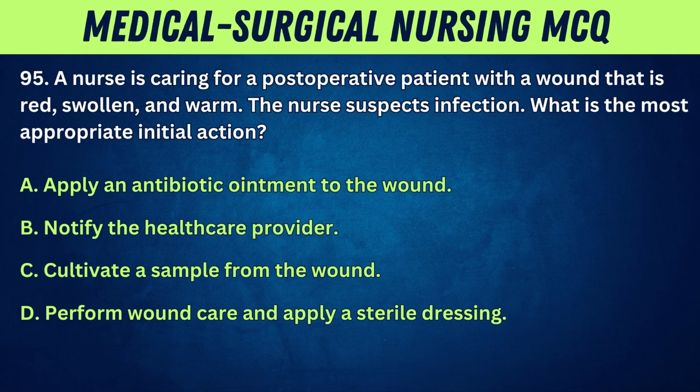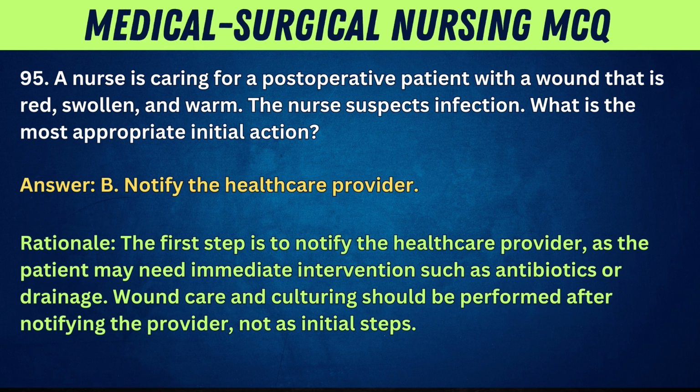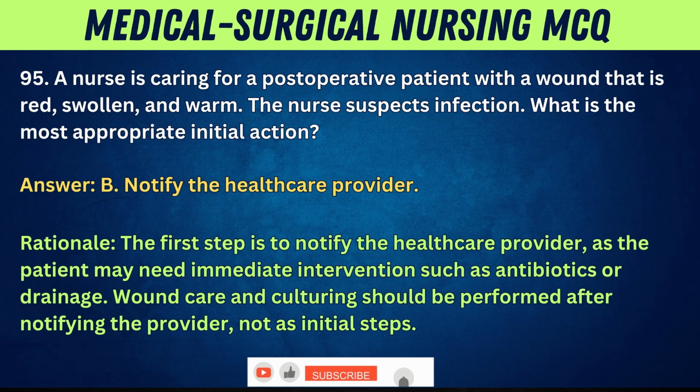95. A nurse is caring for a postoperative patient with a wound that is red, swollen, and warm. The nurse suspects infection. What is the most appropriate initial action? A. Apply an antibiotic ointment to the wound. B. Notify the healthcare provider. C. Cultivate a sample from the wound. D. Perform wound care and apply a sterile dressing. Answer: B. Notify the healthcare provider. Rationale: the first step is to notify the healthcare provider, as the patient may need immediate intervention such as antibiotics or drainage. Wound care and culturing should be performed after notifying the provider, not as initial steps.